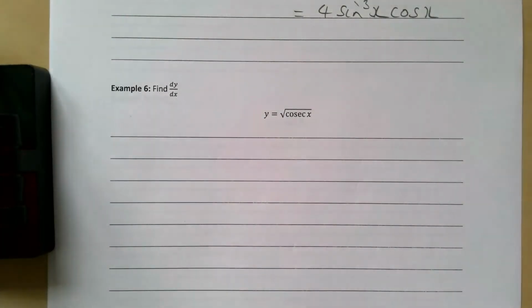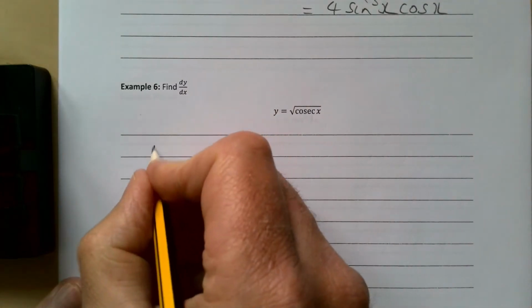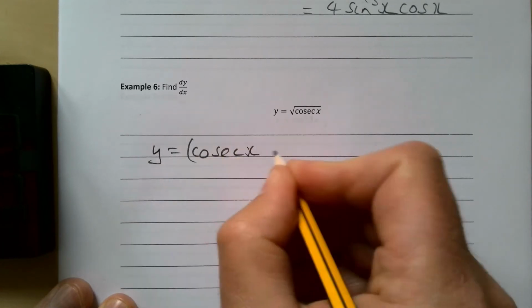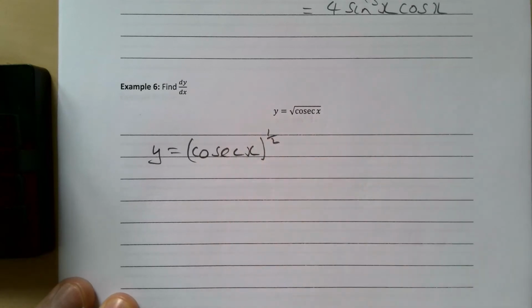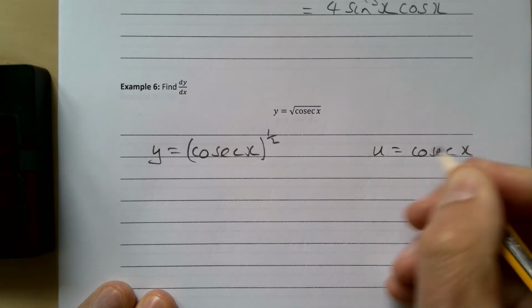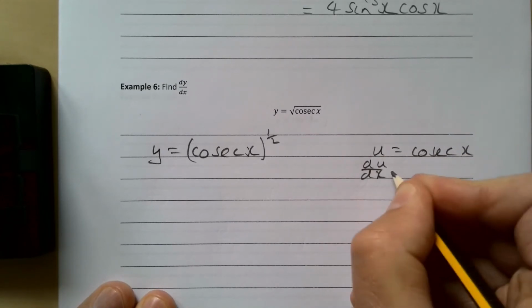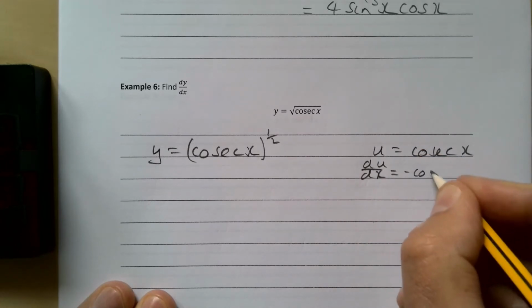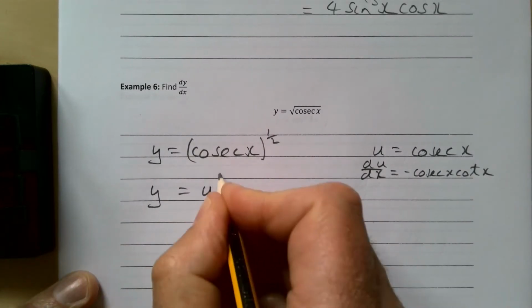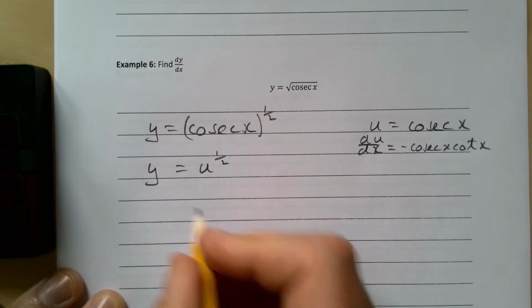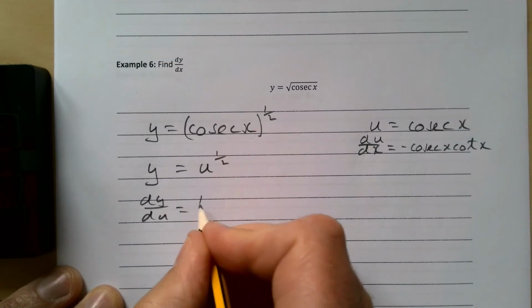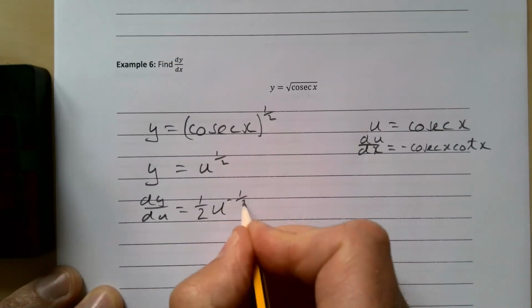Example 6, we're getting there slowly but surely. y equals cosec x, and that's all to the power of a half. I'm going to let u equal cosec x. du by dx, and if you differentiate cosec x, you get minus cosec x cot x. y equals u to the power of a half. dy by du is going to give me a half u to the minus a half.